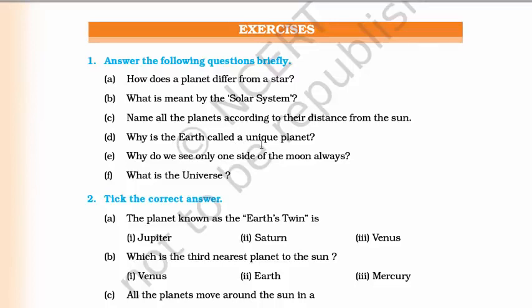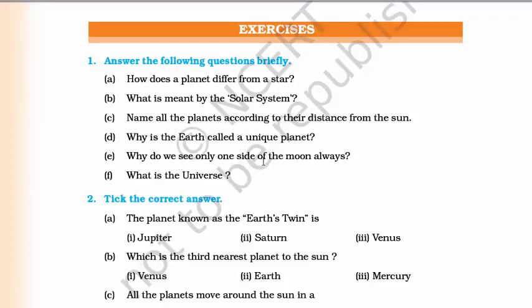Why is the Earth called a unique planet? This is interesting, and I think we are aware of the answer. We just read it a few minutes back. It is because it is the only planet which has the survival factors in it. We can breathe, there's oxygen in it, there's water, air in it, and it's suitable for humans.